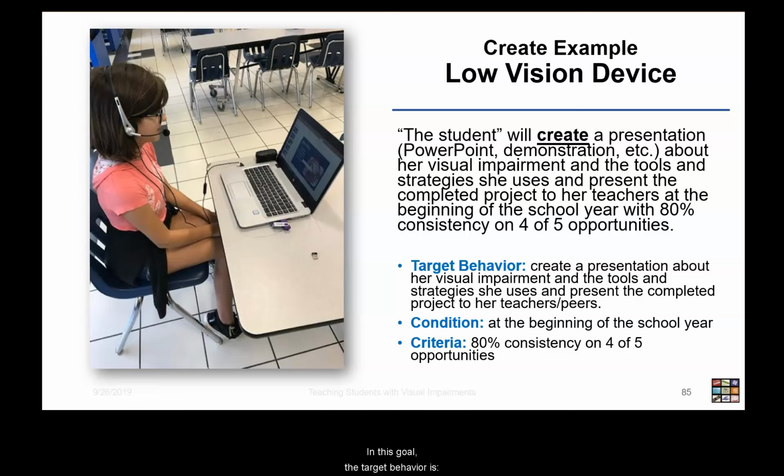In this goal, the target behavior is create a presentation about her visual impairment and the tools and strategies she uses and present the completed project to her teachers. The condition is at the beginning of the school year. And the criteria, 80% consistency on 4 of 5 opportunities.